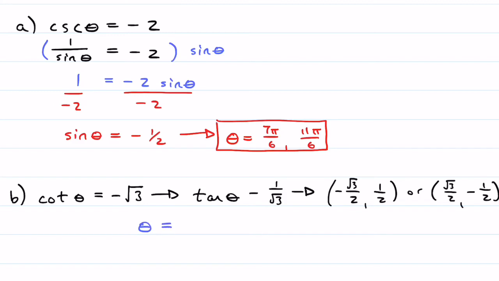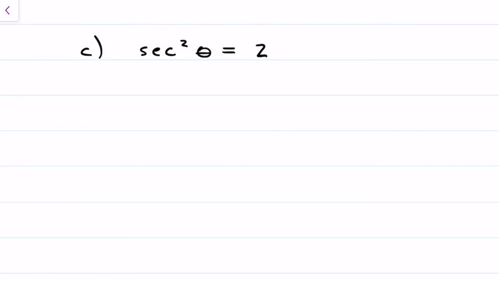So all you need to do now is get out your unit circle and find those 2 points. -√3 over 2, comma 1/2 is the point on the circumference of the circle at 5 pi over 6. And √3 over 2, comma -1/2 is the point on the circumference of the circle at 11 pi over 6. So those are our two solutions. Theta equals 5 pi over 6 and 11 pi over 6. And on to C. Secant squared theta equals 2.